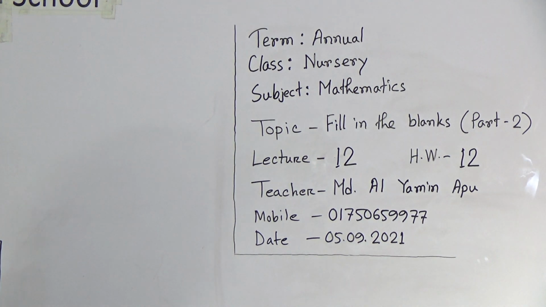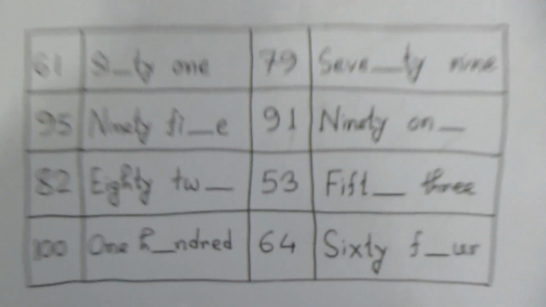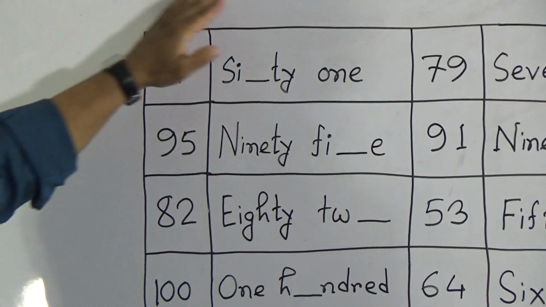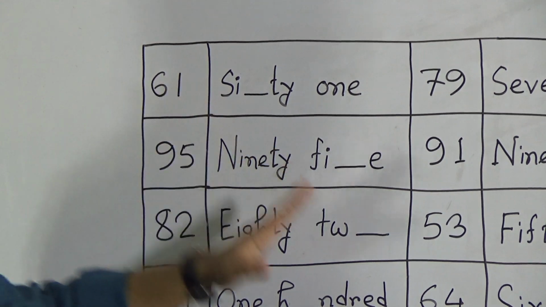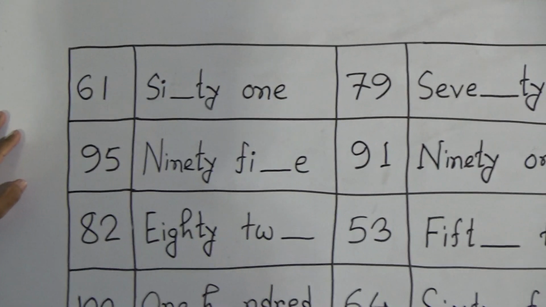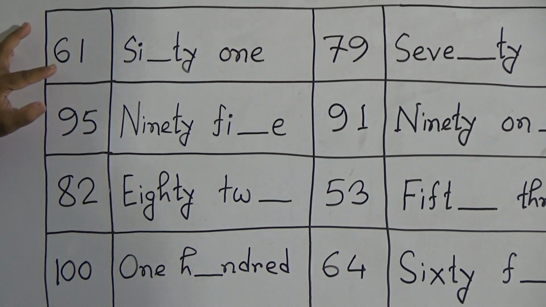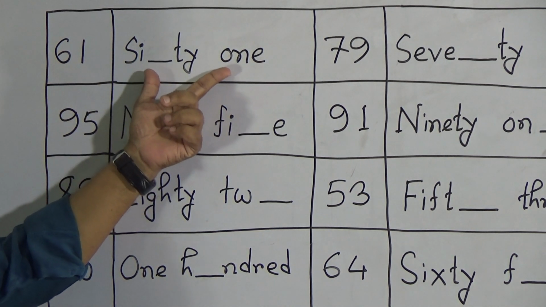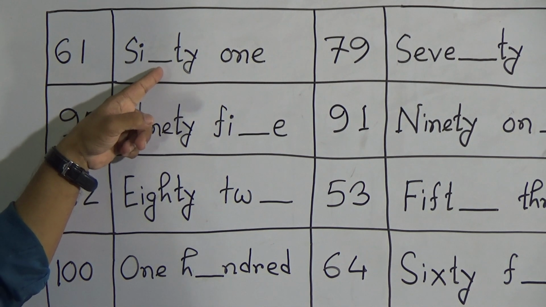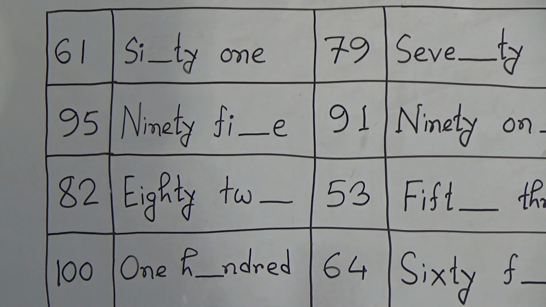Now look at the board. On the board I have already written down the topic. This is your CW class. The topic is fill in the blanks. We need to fill all of the blanks. In part 1 we have already learned how to fill the blanks. The numbers will be given and also the spelling will be given, but some letters will be needed in that spelling. We will need to fill up that blank with the letters. Now my students, let's start.